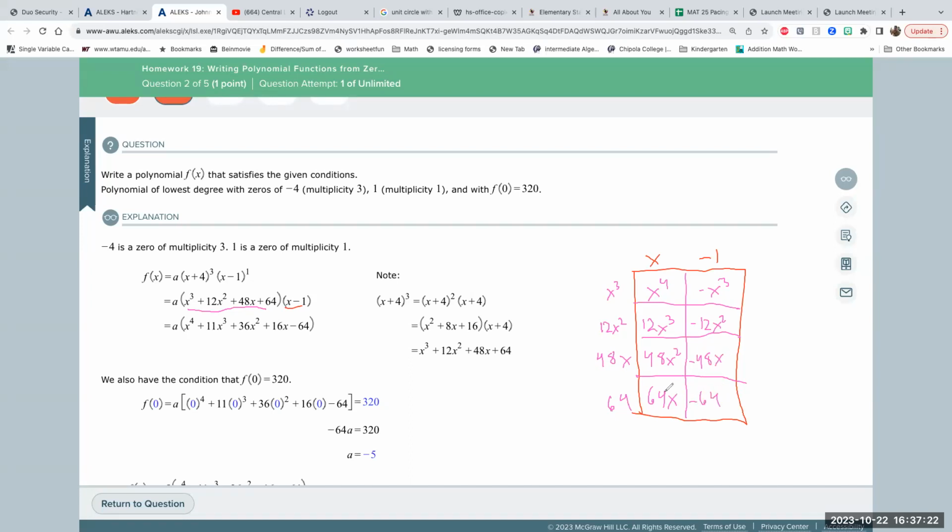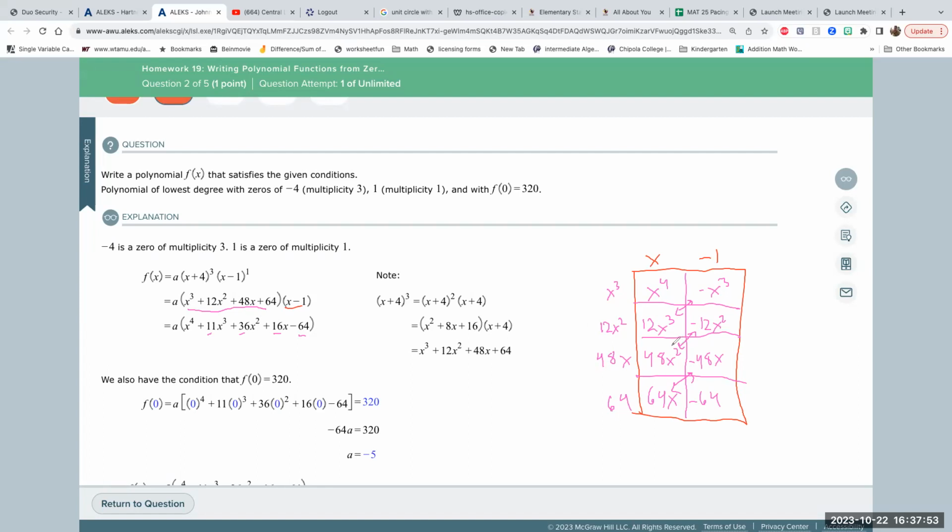And so when you combine your like terms, all these are like terms. These two are like terms. These two are like terms. So 12 minus 1, that's what gave you the 11. 48 minus 12, that's what gave you 36. 64 minus 48, that's what gave you 16. And the -64 is all by itself. So again, that's where this came from, multiplying.